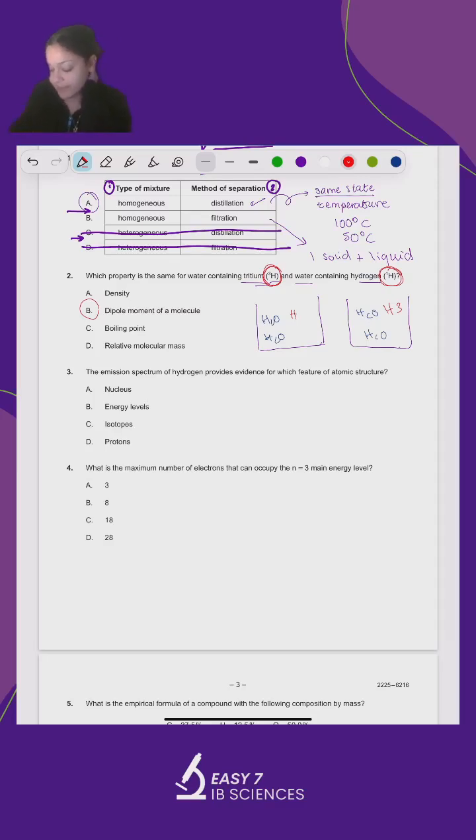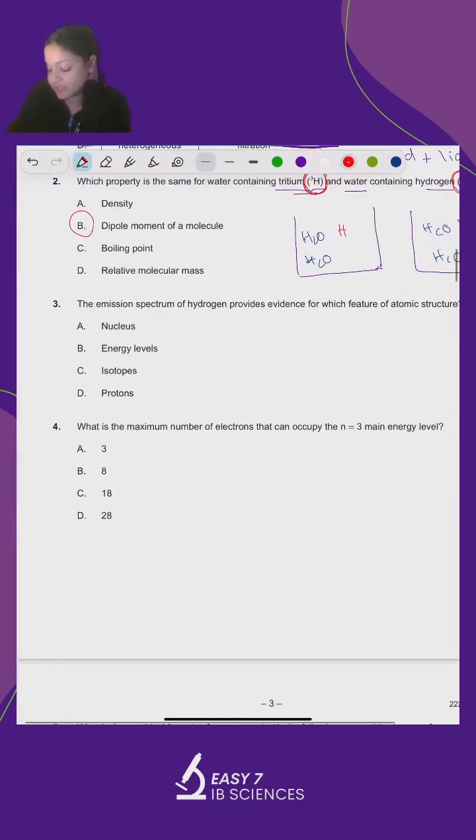Okay? Therefore the dipole moment is the only thing that doesn't change, because the actual charge in the molecule, even if the hydrogen is only with one neutron versus two other neutrons, that will mean that hydrogen still has the H plus charge either way, whether it's H1 or H3, still has the same charge.